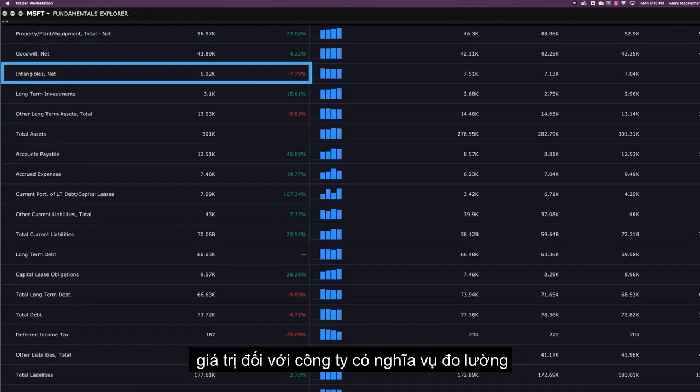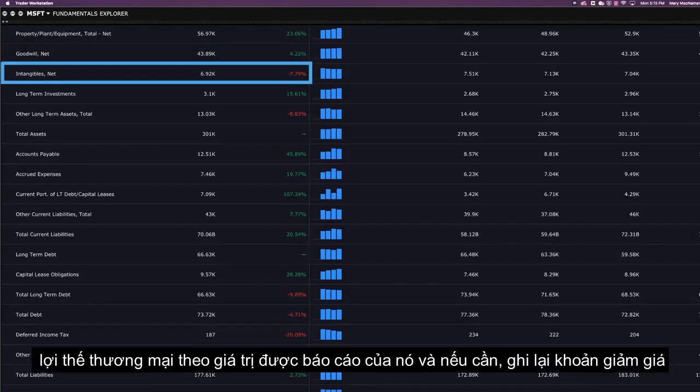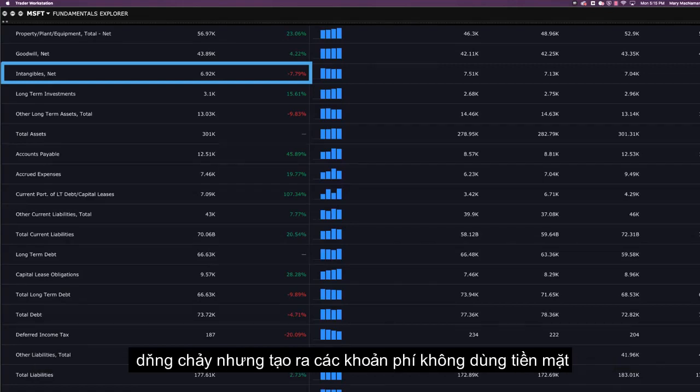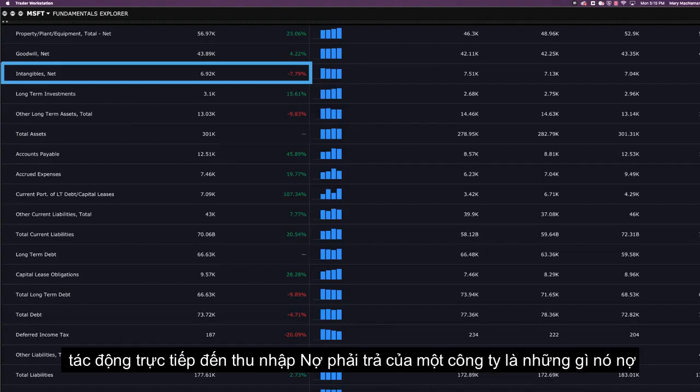Companies are obliged to measure goodwill according to its reported value and, if necessary, record an impairment loss over time. Such losses do not affect cash flow, but do create non-cash charges that impact earnings directly.